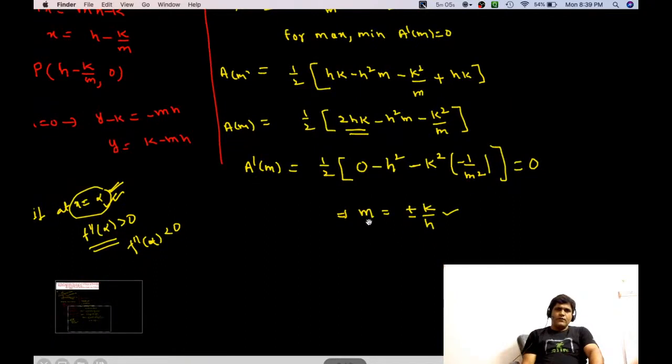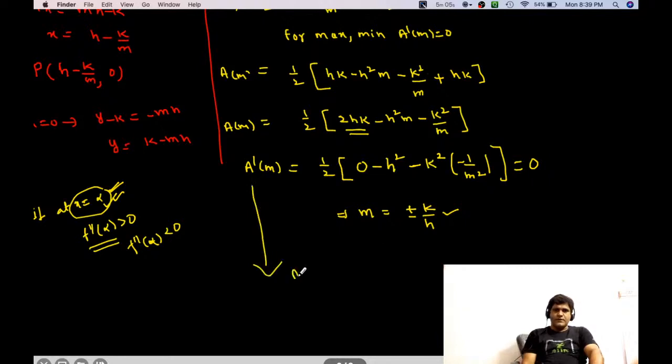So now for which value of m, here m has two values, that is plus or minus k by h. For which value of m is A double dash positive, we need to check, because if A double dash is positive, then at that point f of x has a minimum. If A double dash is negative, maximum. But in our question the minimum area is being asked. That means we will see for what value of m A double dash is positive. So for that we will double differentiate, that is A double dash m.